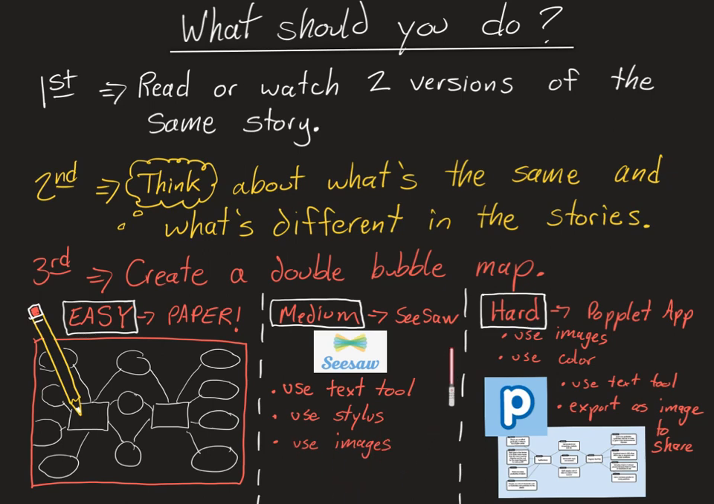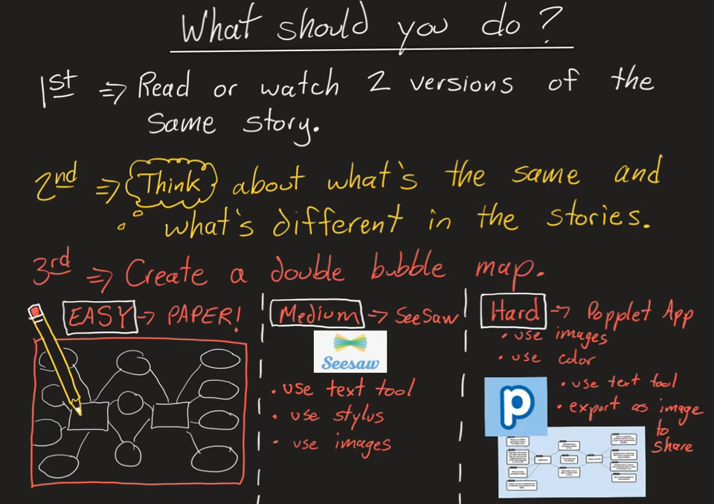Okay. For those of you that have ever used the app called Popplet, this would be a great time to build a double bubble Popplet. And some of you might have used this app and some of you might not have. If you've never used the app, just make it easy on yourself and use Seesaw or just paper. If you do know how to use the app, you can use colors, images, the text tool, and then when you're done, you're going to export it as an image to your device and then share it in the activity on Seesaw.